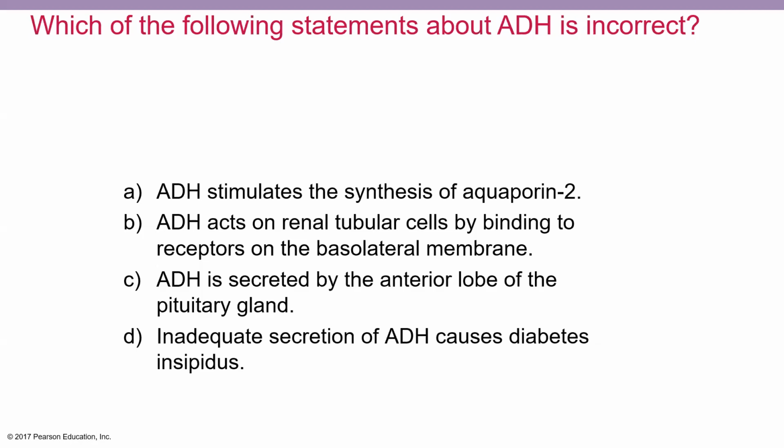Okay, which of the following statements about ADH is incorrect? So let's go through these one by one. ADH stimulates the synthesis of aquaporin 2, that is correct. ADH acts on renal tubular cells by binding to receptors on the basolateral membrane, that is correct, right? So it's going to bind on that basolateral surface, bring about cellular response and the movement of aquaporin 2s to the apical surface. C, ADH is secreted by the anterior lobe of the pituitary gland.